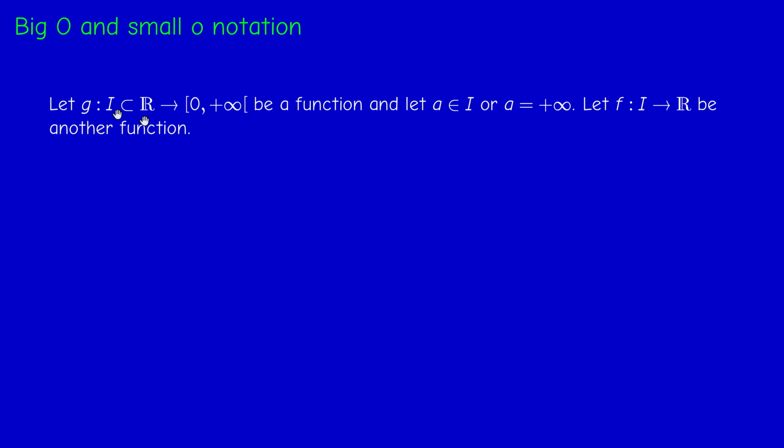Given a function g defined on an interval I of R, taking non-negative values, and a point a in I or plus infinity, and let f be another function. We write that f of x is a small o of g of x as x tends to a if the limit of the ratio is equal to 0. Or otherwise stated, f of x can be made less than epsilon g of x for every epsilon, provided x is sufficiently close to a.